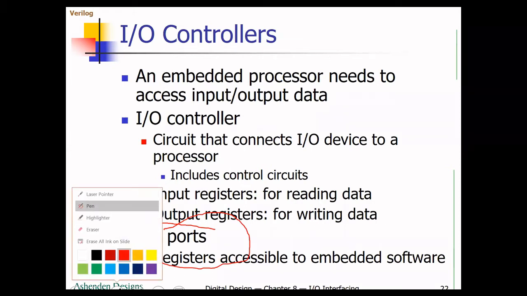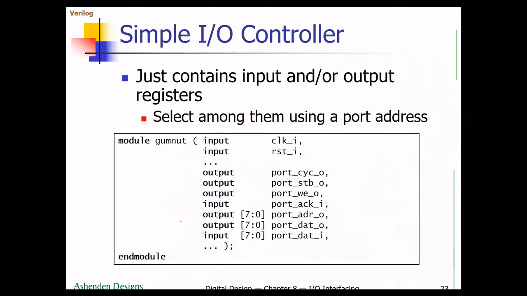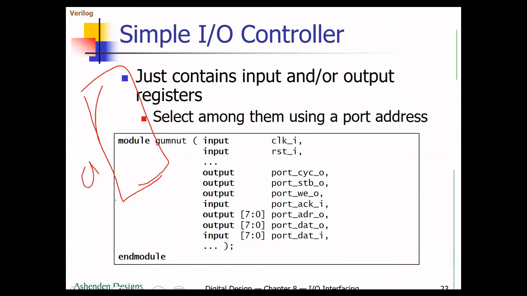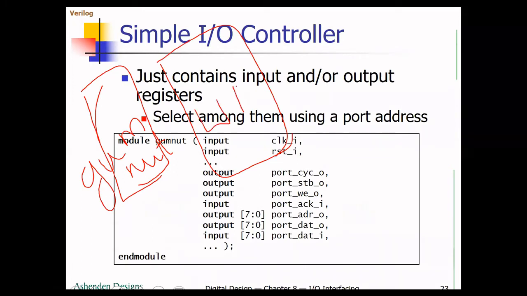Okay, we'll move further. Here we have something called a processor. We don't take a microprocessor here. We take the GUMNet processor. There is a processor called GUMNet, and the simple IO controller we take as the Wishbone controller. Wishbone is an on-chip bus.